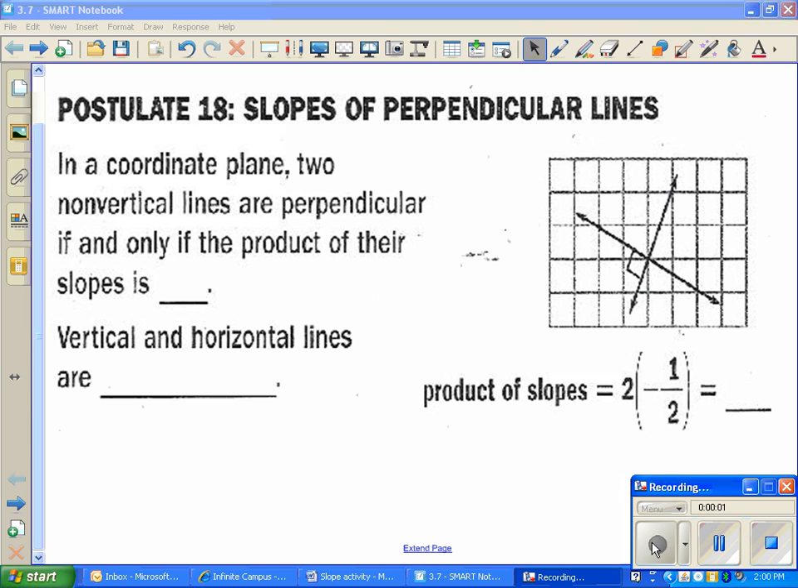So we're on the last section. We're dealing with slopes and perpendicular lines. In a coordinate plane, two non-vertical lines are perpendicular if and only if the product of their slopes equals -1. So what you need to know is this: when you multiply slopes of perpendicular lines, you get -1 as the answer.